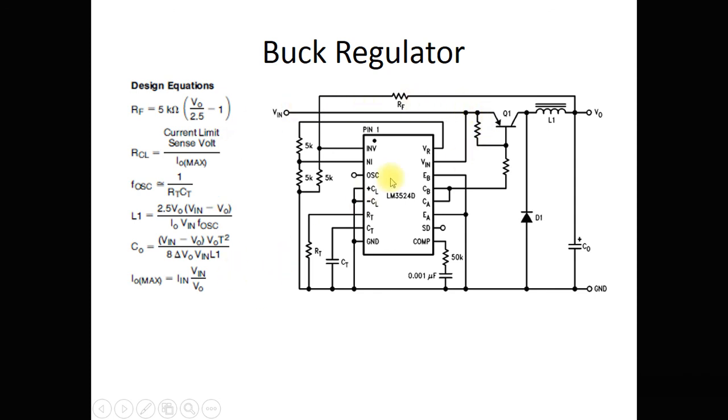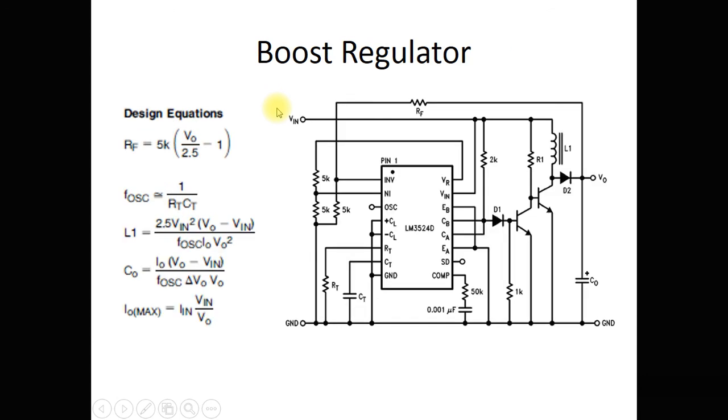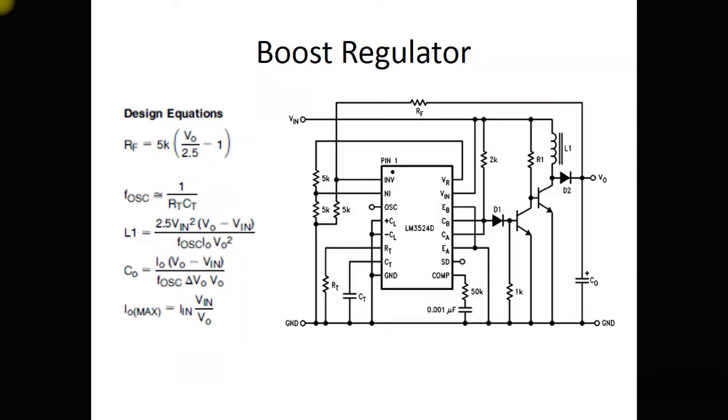This is the configuration for the buck regulator. This is the configuration for the buck boost regulator, and this is for the boost regulator. You can use the design equations to find out the values of different components. Very few external components are required in this case. Okay, fine, that's it. So we complete part 2 of SMPS design. The demo for these circuits that we have seen in this part will follow shortly.